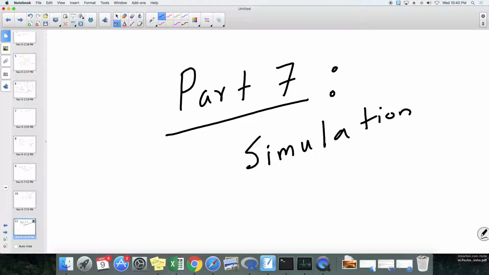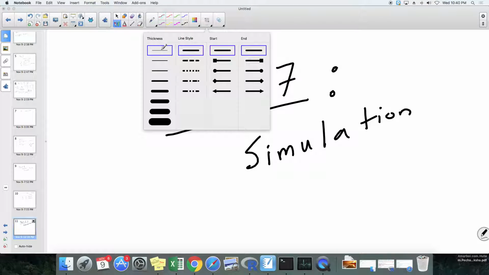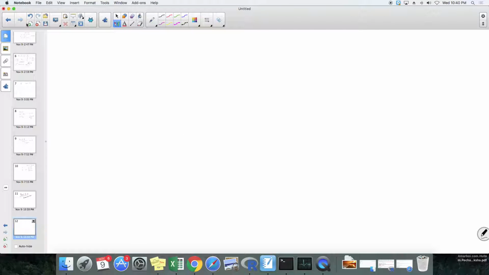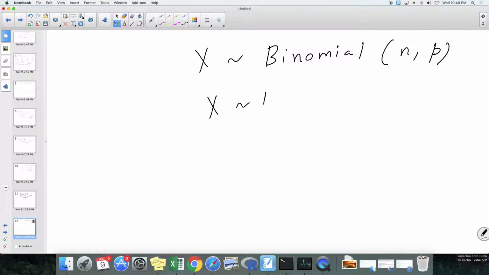So let's remember, x follows binomial n comma p. For example, suppose x follows binomial 10 comma 0.3.